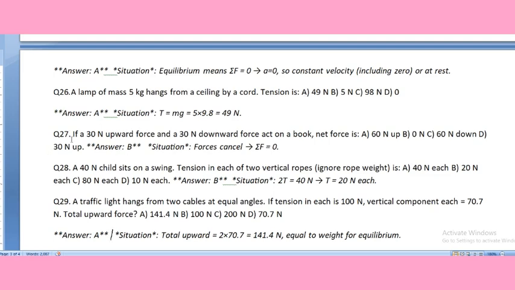49 Newton. So the correct answer is what? A. Next question, question number 27.